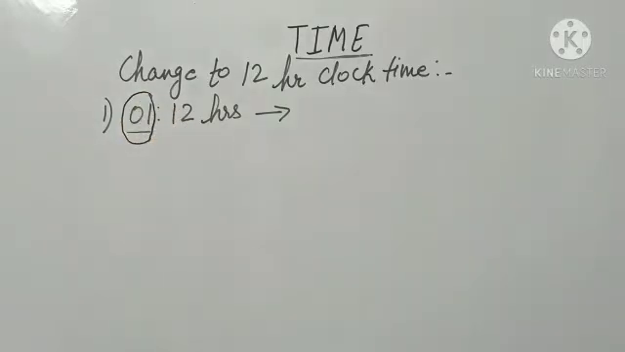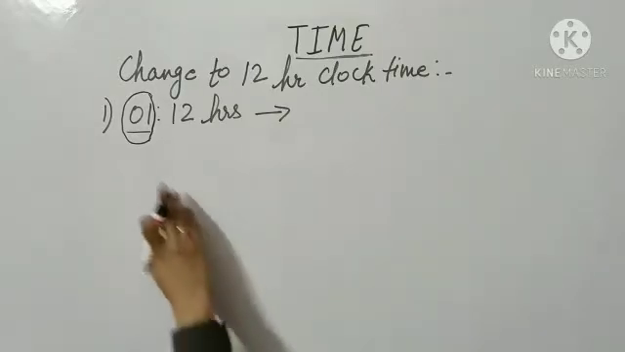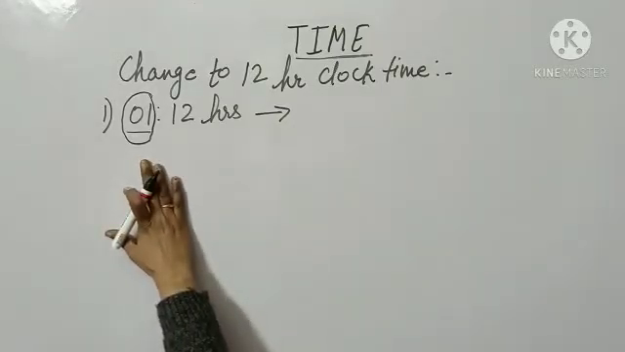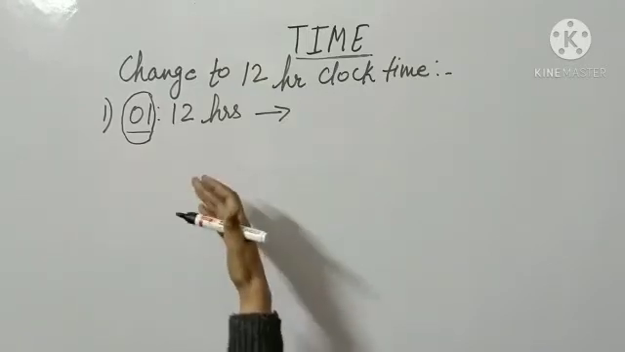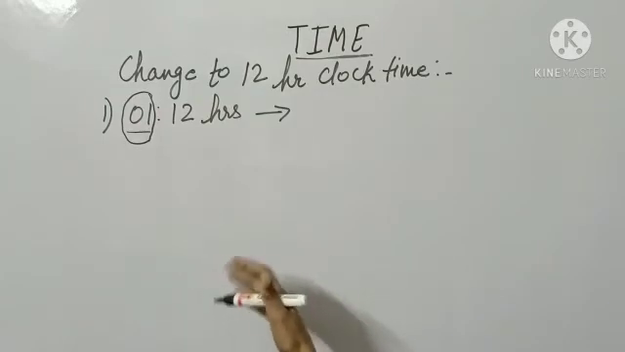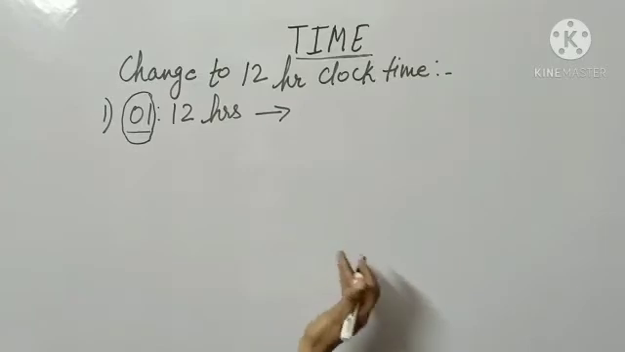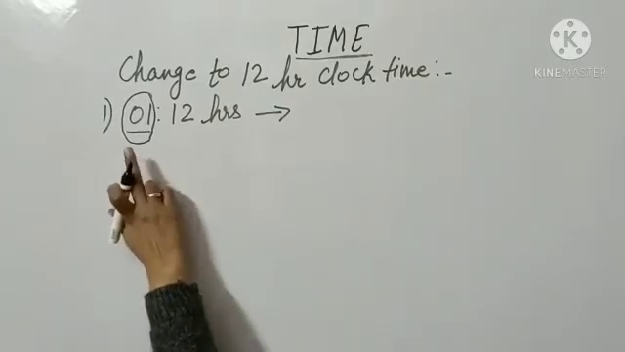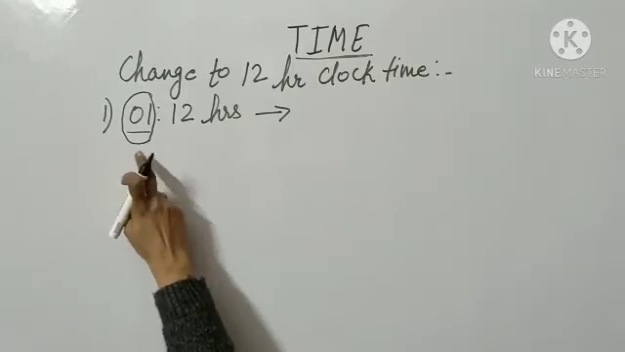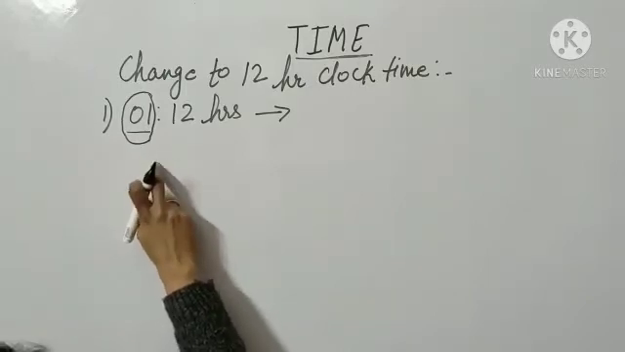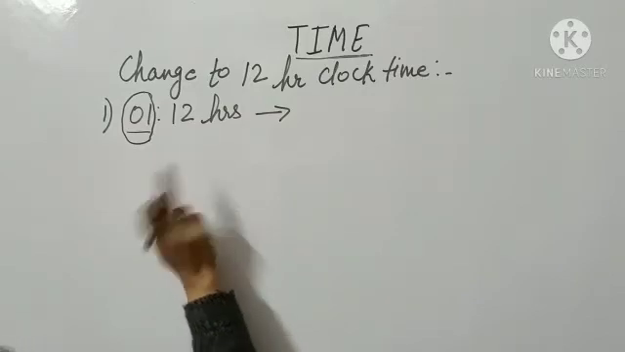When I explained both the clocks, I showed you that in AM time, the 12-hour clock and the 24-hour clock both represent the same time. Yes, there is no difference. But in PM, there is a difference. So right now we will be seeing the hours, and here you can see the hours are less than 12. That means he is talking about AM. This time is in AM.